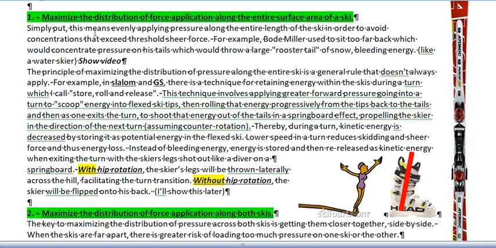All right, simply put, this means evenly applying pressure along the entire length of the ski in order to avoid concentrations that exceed threshold shear force. One example is Bode Miller. I'll use him because he was kind of notorious for sitting back too far. This would concentrate pressure on his tails. You have higher pressure, and he'd break a lot of ice bonds and throw a large rooster tail of snow, bleeding energy. Almost looks like a water skier. You ever see a water skier on one ski and they throw a lot of water?